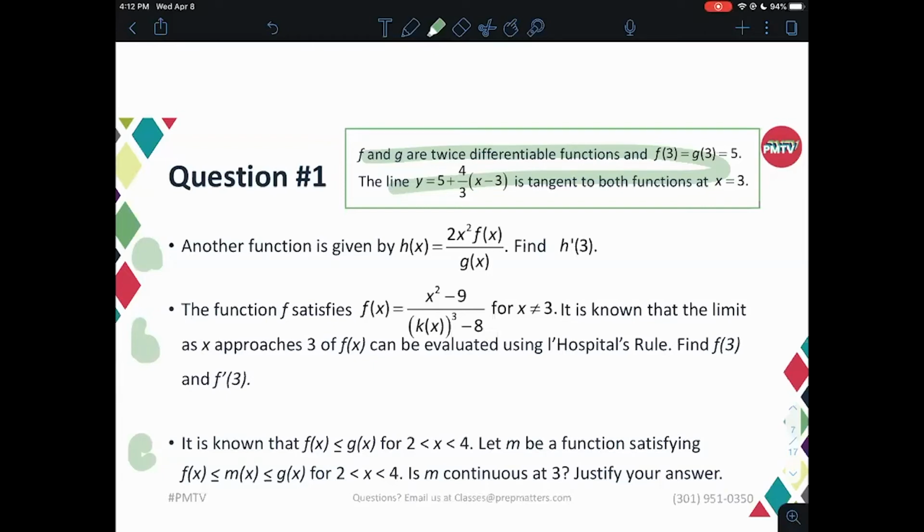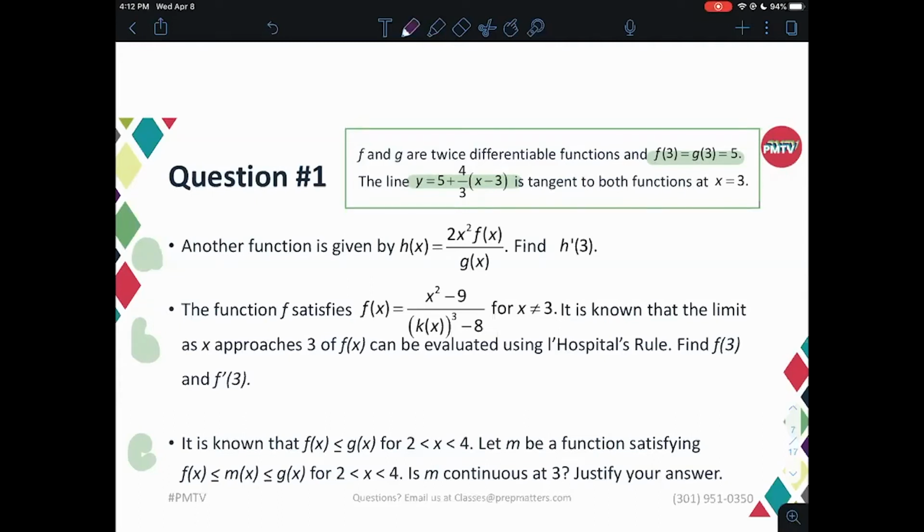So original stem of the question: f and g are twice differentiable functions. That means I can take the first derivative and I can take the second derivative. And f of 3 equals g of 3, which equals 5. So I know that these two functions have the point (3, 5) in common. The line y equals 5 plus 4/3 (x minus 3) is tangent to both functions at x equals 3.